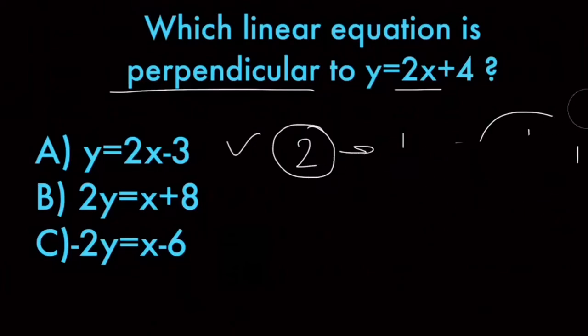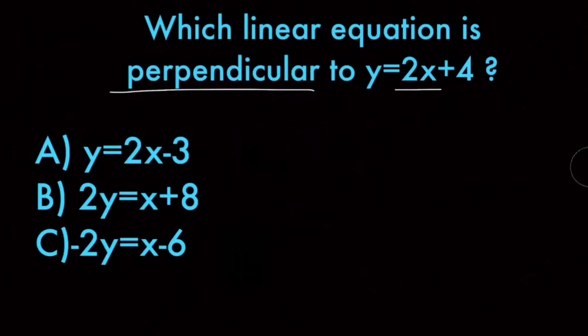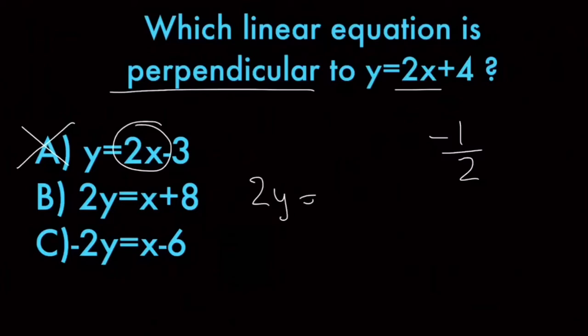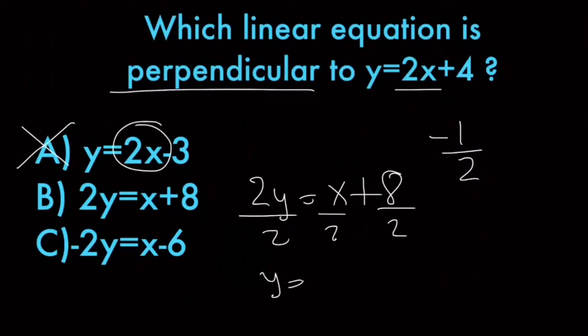And now to apply this to the question, we are going to focus on the slope. Let's check the first one, y equals 2x - 3. So this has the same slope, so this cannot be an option. We're looking for, again, the inverse with a negative sign. So this is the slope we need. Let's check B. 2y, we need it to be in this form to be able to determine. So 2y equals 8 plus x, and we're going to divide. Y equals 1/2x plus 4.